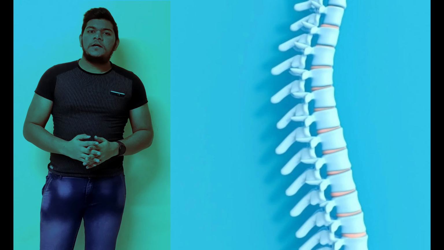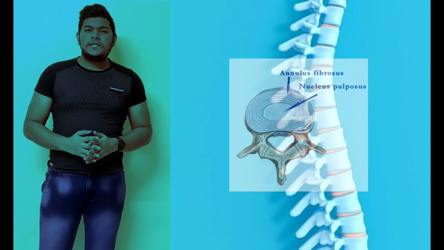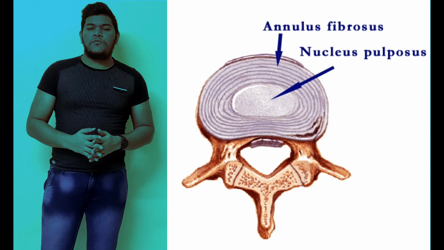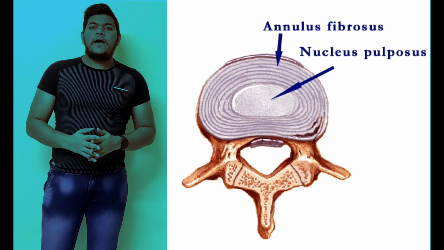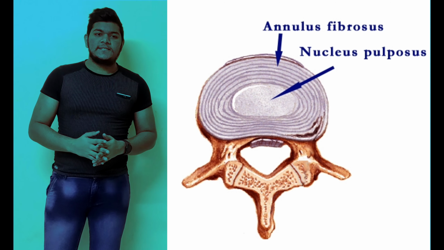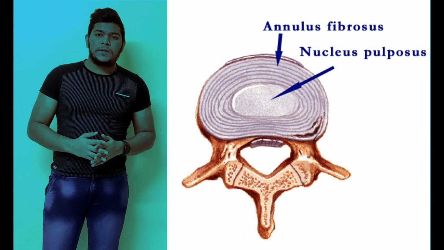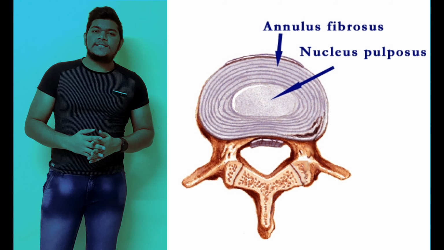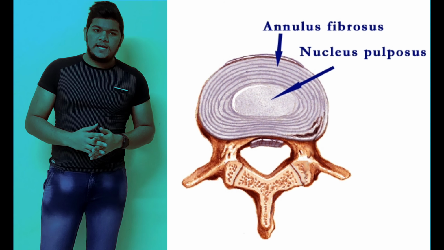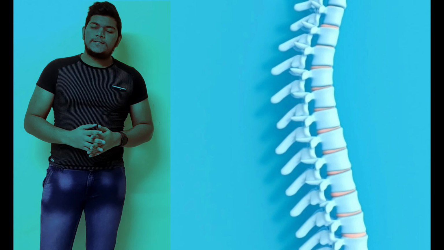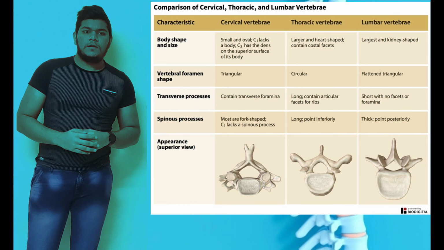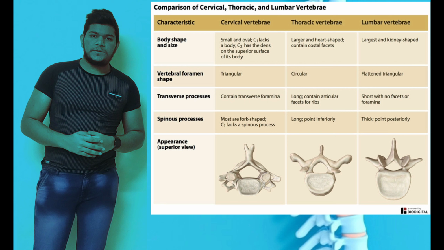Let's talk about the intervertebral disc. Each intervertebral disc consists of an outer fibrous ring of fibrocartilage called annulus fibrosus and an inner soft, pulpy, highly elastic substance called nucleus pulposus, which acts as a shock absorber, absorbing the impact of the body's daily activities and keeping 2 vertebrae separate. As we can see, the comparison of cervical, thoracic and lumbar vertebrae.